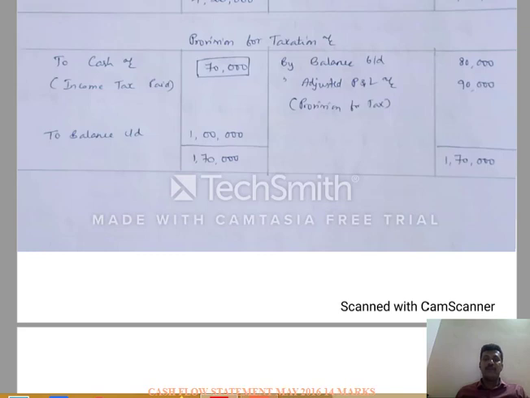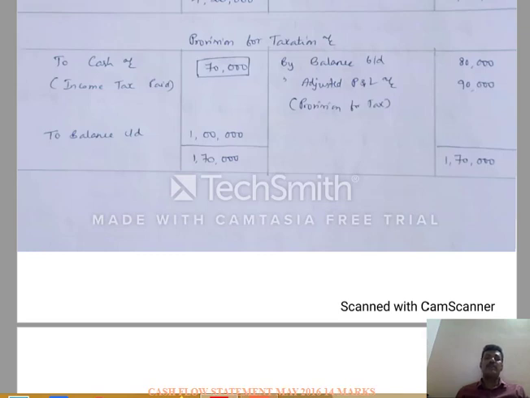Then we have provision for tax made by the company during the year, which is 90,000. That should be debited to profit and loss account, therefore by adjusted profit and loss account 90,000 we have to record. Then we have to close the ledger account. On the credit side we will get 1,70,000. We have to enter the same amount on the debit side, 1,70,000. Then we will get a balance of rupees 70,000 on the debit side.